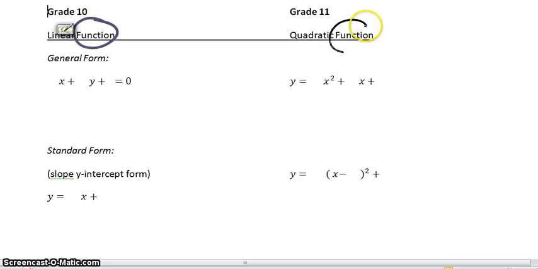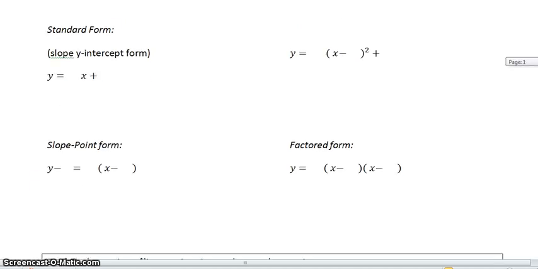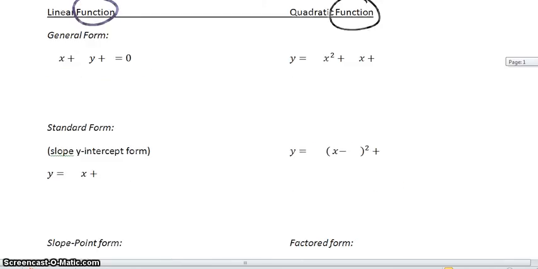Okay, function describe relationship between two variables, x and y. So look at the formulas here. For the linear one, you have just x and y, all right, different form x and y. You just have x and y. Whenever you have just x and y, it is a linear function.